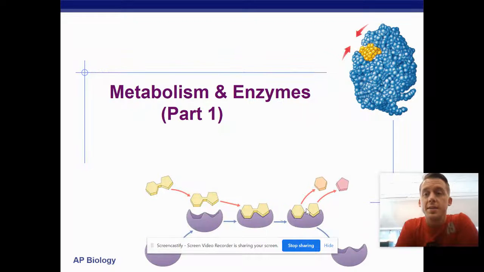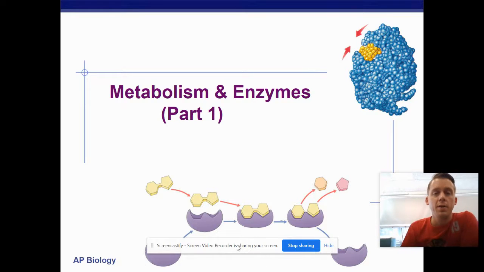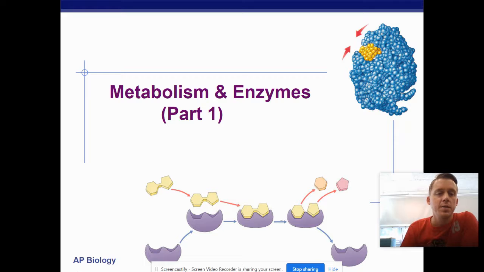Hi, everybody. Today we are going to begin our new unit. We're going to start talking about energy and enzymes. So as you can see here, it's part 1 of energy and enzymes. So let's take a look at what this means.